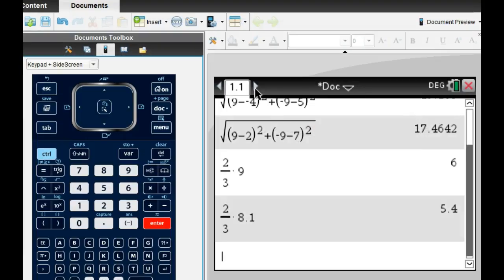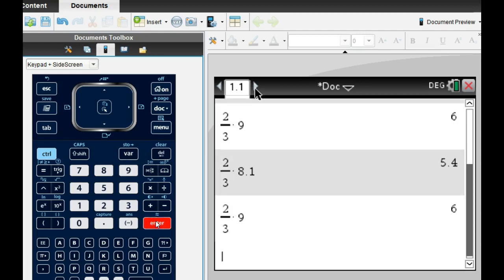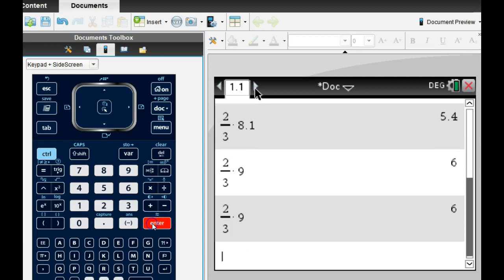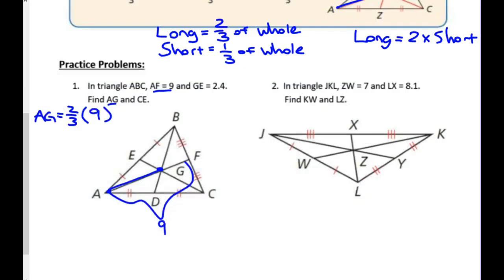By the way, how do you type in 2/3? You can really just type 2 divided by 3 times 9. Enter. Or if you like to control divide, you can make it into a fraction, 2/3 times 9. Either way, same answer, 6, right? So 2/3 times 9 is 6. So AG equals 6. Was that hard? If you know the whole thing, the long section, just times it by 2/3, right?